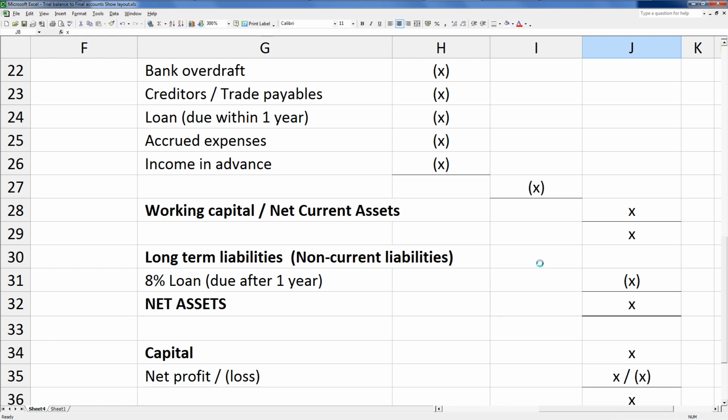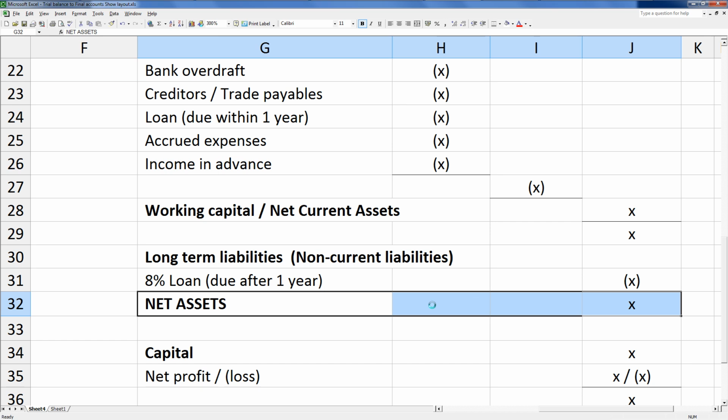So if we have long-term liabilities, which are non-current liabilities, say an 8% loan due after 1 year, the clue is after 1 year, so it's long-term, then we stay in the far column, the last column, and whatever the long-term liability is, it is deducted from that subtotal value. And we get a final value, which is, in this case, net assets. If we didn't have long-term liabilities, that wouldn't be there, and then that would be net assets.